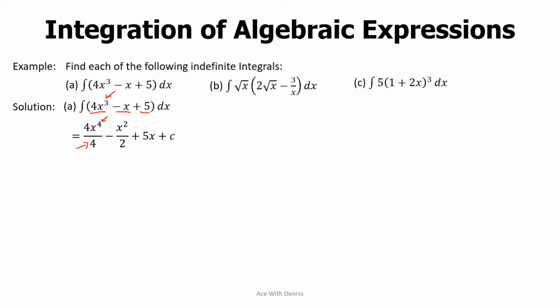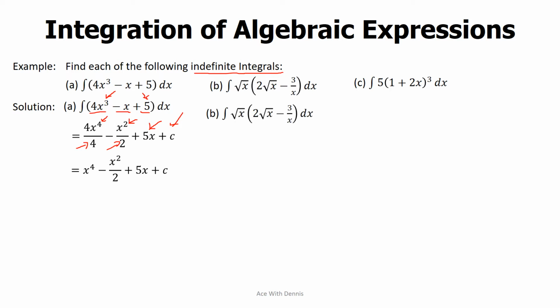Then move on to the second term, minus x. When you integrate, the power is 1, plus 1, then we get a 2 here. After that, divide by power plus 1, then we have over 2 here. Now we move on to the third term, 5. It's a constant. When we integrate a constant, we get 5x. After that, remember to add a constant c behind for indefinite integrals. Then from here, we can simplify. The answer becomes x to the power 4 minus x squared over 2 plus 5x plus c. So this is the answer for A.